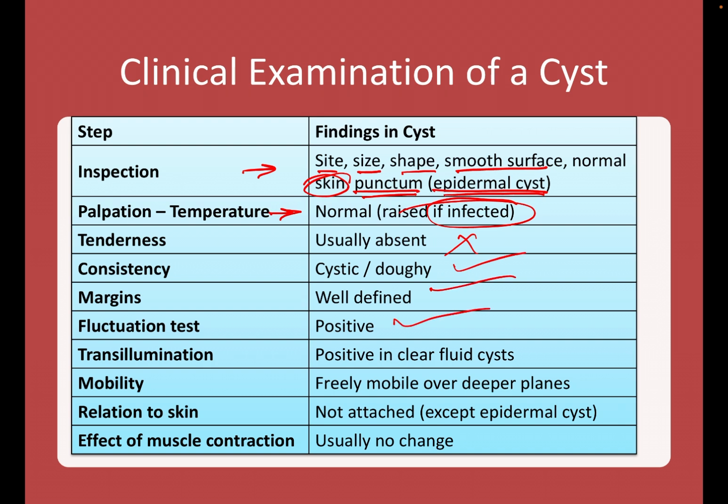Fluctuation test will usually be positive, and transillumination is positive in clear fluid cyst. Mobility: it is freely mobile over deeper planes. Relation to the skin, it is not attached except in case of epidermal cyst, and it usually has no influence on the muscle contraction.